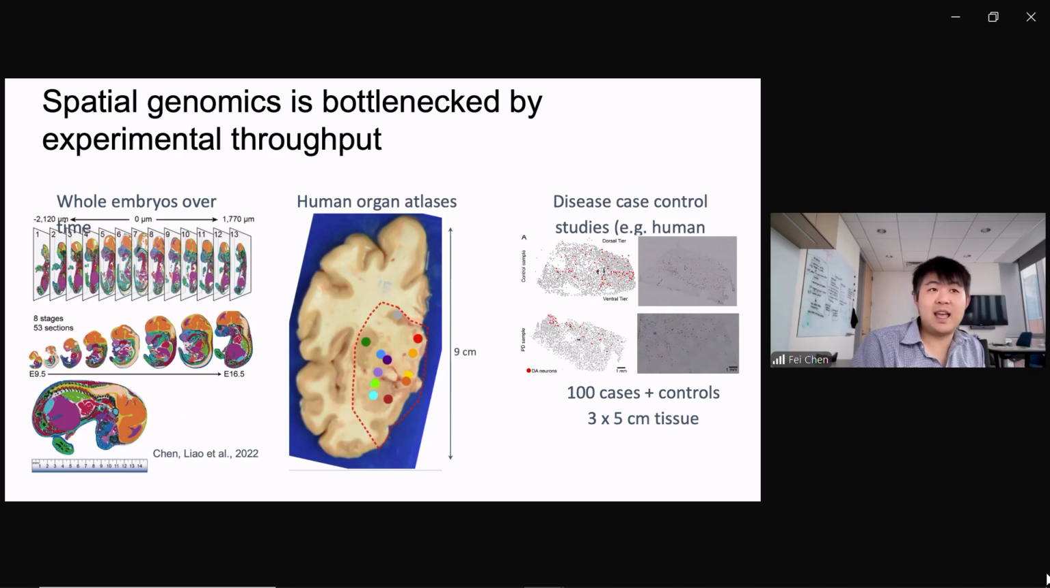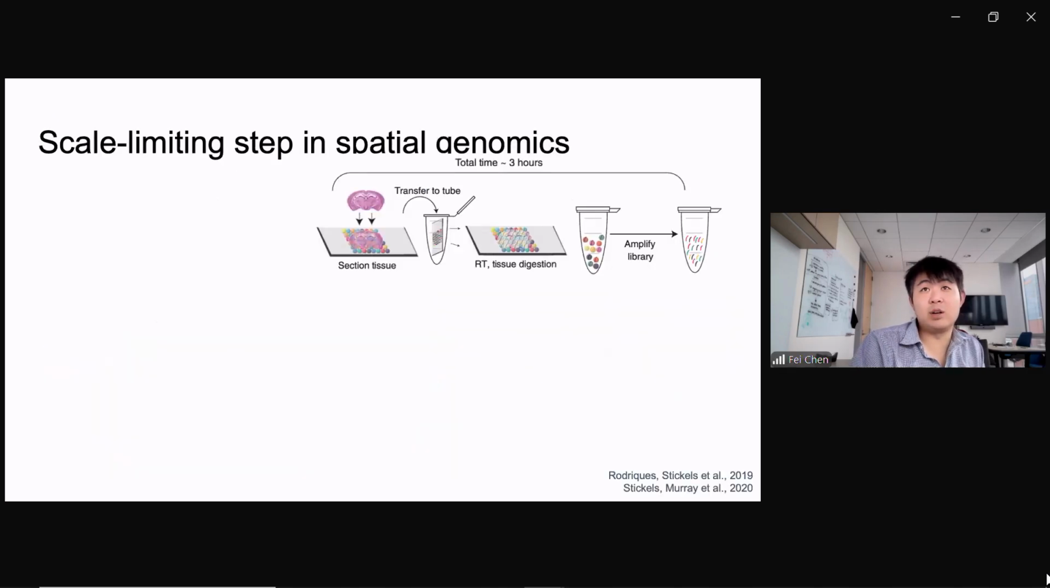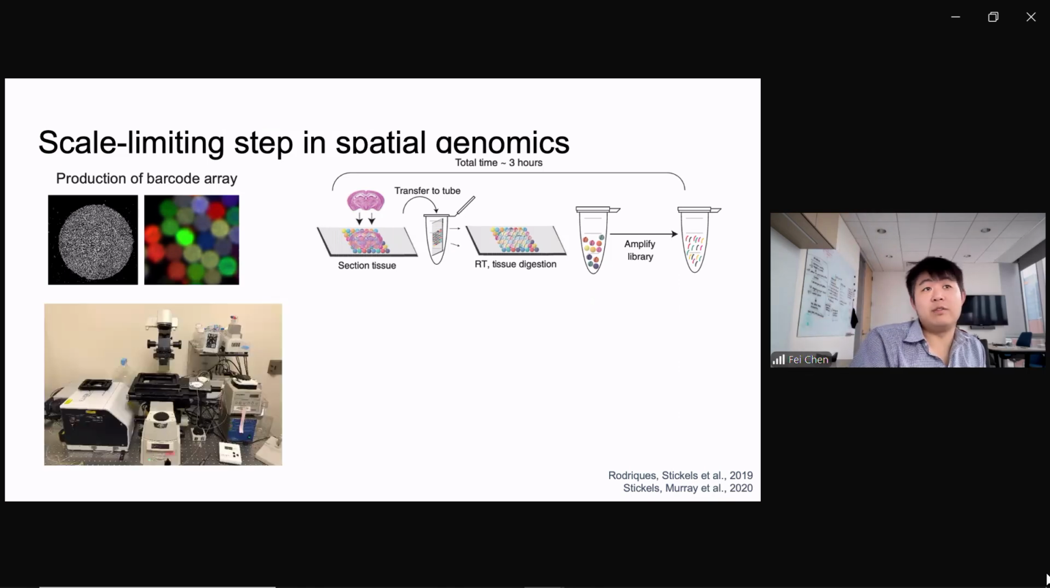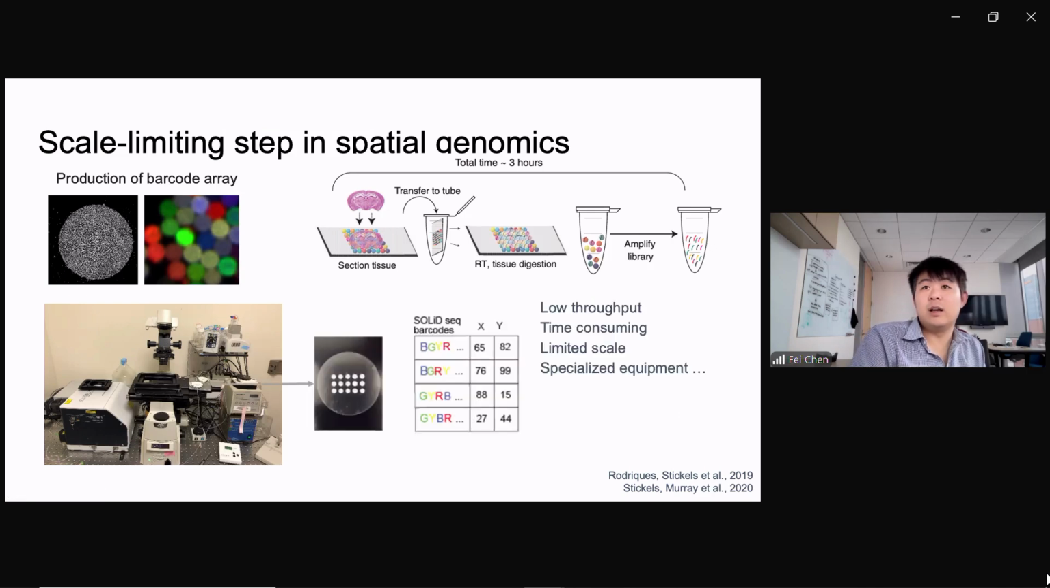And so both the scale and the size of arrays and the number of arrays has actually been kind of a limiting step. And that's because, in our group and also in these commercial technologies, you have to go and produce these arrays. And on the microscope, that actually takes time and is challenging. And it requires some specialized equipment.